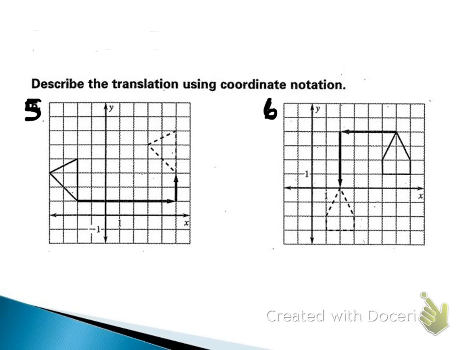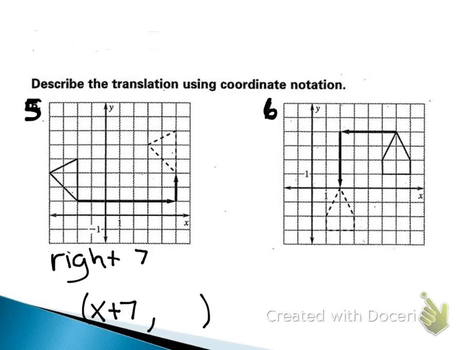So for number 5, they kind of help you out on here. They give you these arrows. So it looks like you're starting here and you're going to the right. We just need to figure out how many units. So 1, 2, 3, 4, 5, 6, 7. So I'm going to say right 7. Right 7 means we're doing what? Adding 7 to the x.